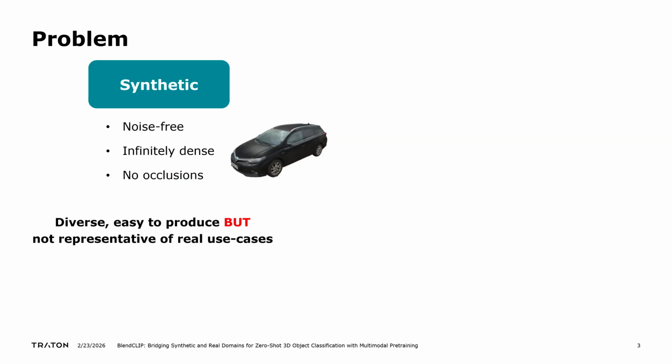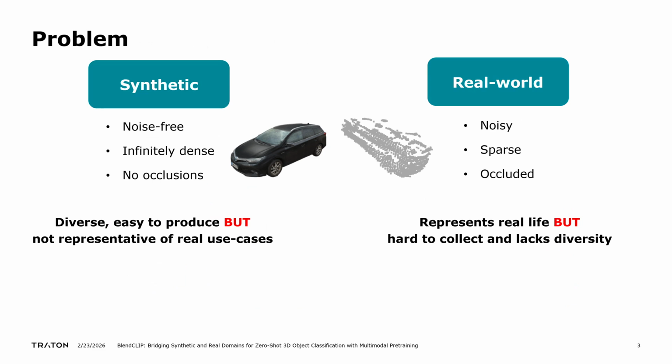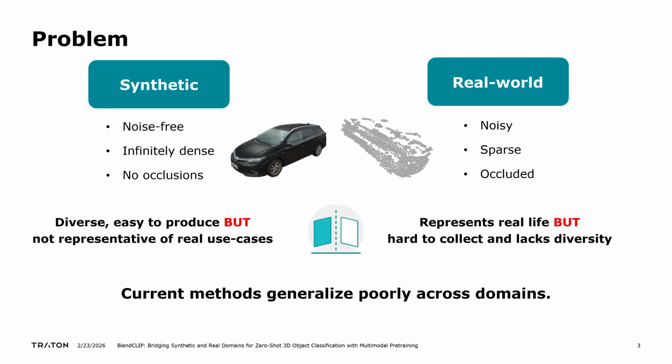Our problem is that current methods really focus on synthetic data, which is usually noise-free, infinitely dense, for example, CAD models, which can be sampled infinitely, and they have no occlusions as we are aware of the whole geometry. And we will have real-world data on the other side, which is noisy, sparse, and occluded, which represents real life, but it's hard to collect and lacks diversity compared to synthetic data, which is diverse and easy to produce, but it's not representative of real use cases. So the problem is that current methods generalize poorly across these 2 domains simultaneously.